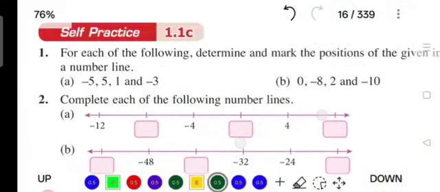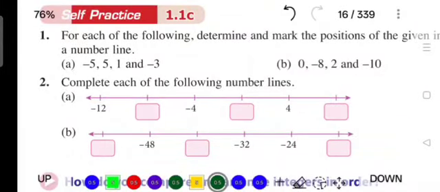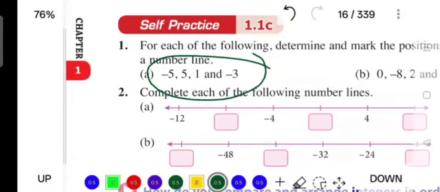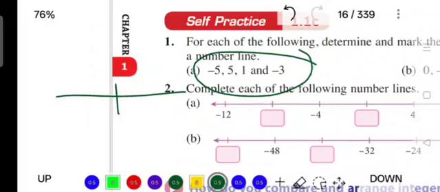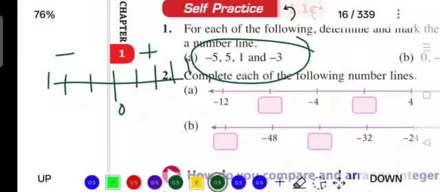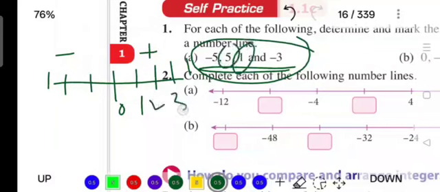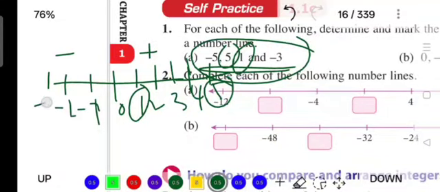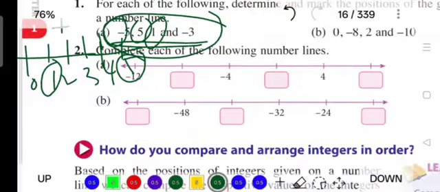If they want you to mark it on a number line, then you should know this. Mark it on a number line: just a simple 0 with a positive sign and a negative sign, then numbers on the left and right. So you can mark them straight. Over here is 1, then 2, 3, 4, and 5. Your 5 is over here, your 1 is over here, and the left hand side is the negative numbers. So negative 1, negative 2, negative 3 is here, and so on until your negative 5.